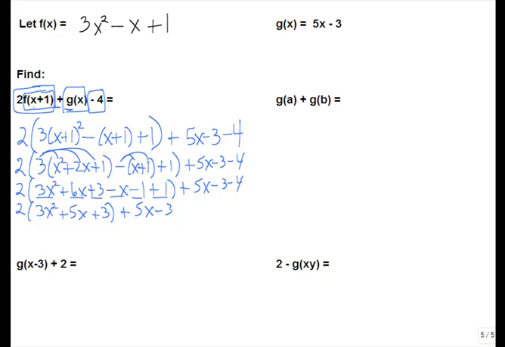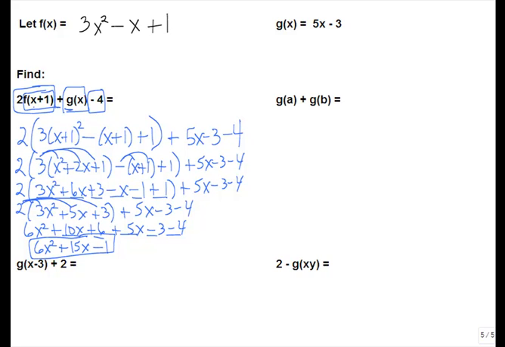Alright, we're getting there. Now that we have everything in the parentheses as simplified as possible, we're ready to distribute this 2 across. So we get 6x squared plus 10x plus 6 plus 5x minus 3 minus 4. And finally, we're ready to combine all of our like terms. So we have our 6x squared, 10x plus 5x is 15x, and 6 minus 3 is 3. 3 minus 4 is negative 1. So there's our final simplified answer.